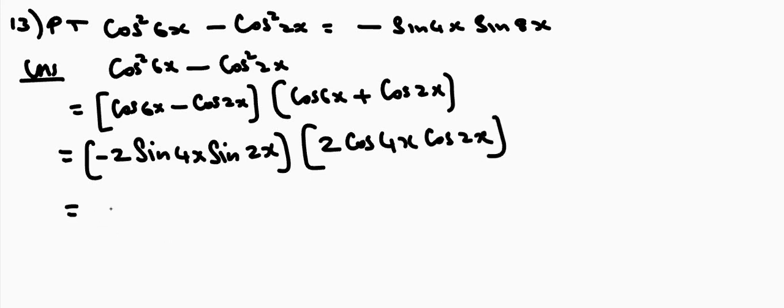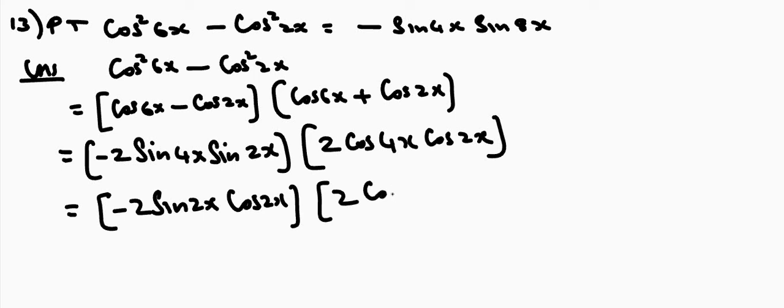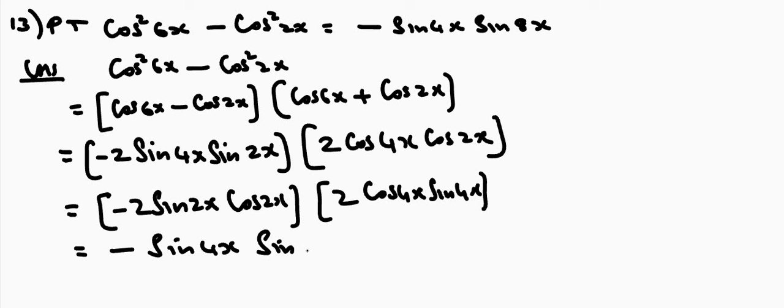Rearranging the terms, we get minus 2 sin 2x into cos 2x, and 2 cos 4x into sin 4x. We can write minus 2 sin x cos x as sin 2 theta, that is sin 2 times 2x, we get sin 4x. Here sin 2 theta, 2 times 4x is sin 8x, which is the RHS. Okay. Next problem we will do in our next module. Okay, thank you.